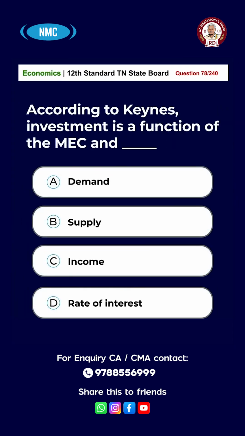Question number 78. According to Keynes, investment is a function of the MEC and A, demand, B, supply, C, income, D, rate of interest. The answer is option D, rate of interest.